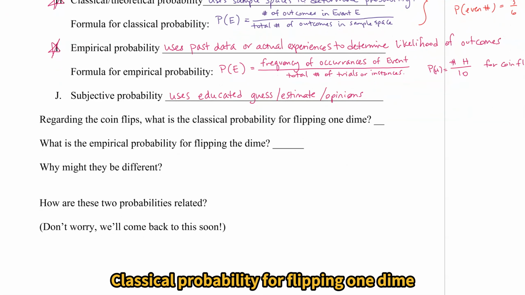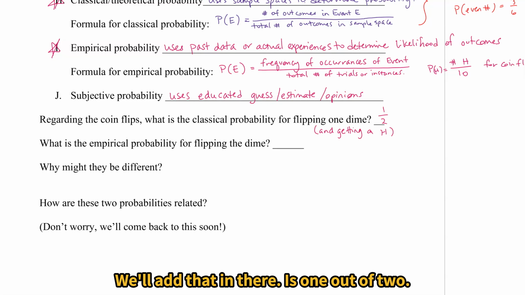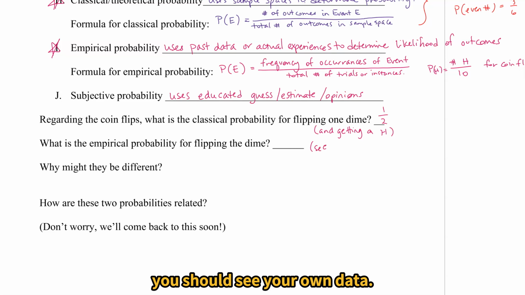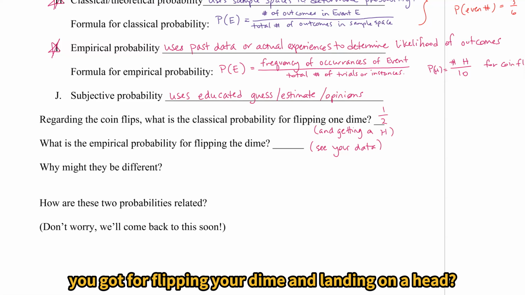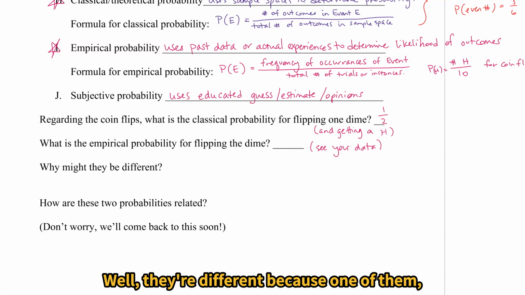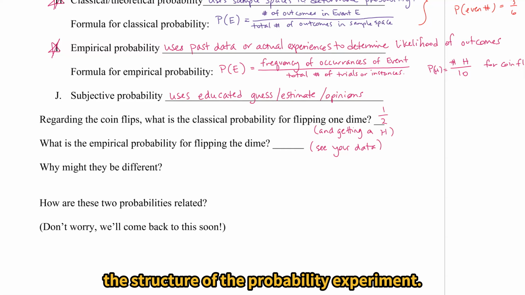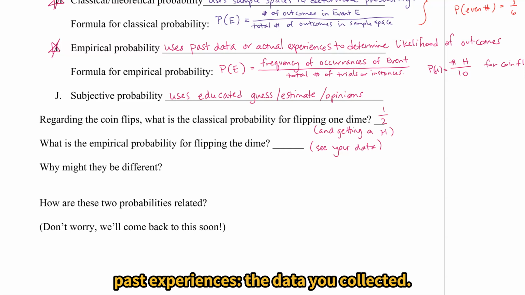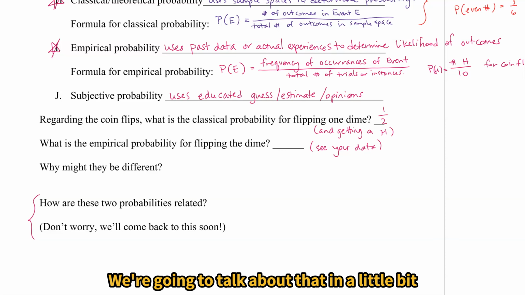Regarding the coin flips, classical probability for flipping one dime and getting a head, we'll add that in there, is 1 out of 2. The empirical probability for flipping the dime, you should see your own data. So what was the empirical probability you got for flipping your dime and landing on a head? Why are they different? Well, they're different because one of them, the classical probability, is relying on a sample space, the structure of the probability experiment. But the empirical probability is relying on past experiences, the data you collected. The probabilities are related. We're going to talk about that in a little bit.